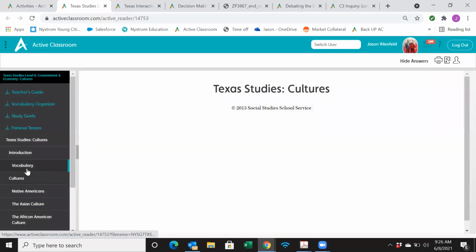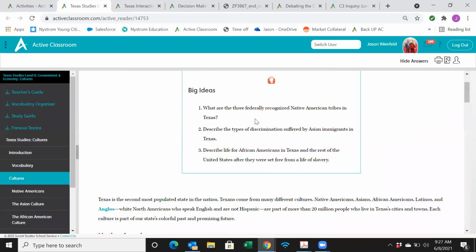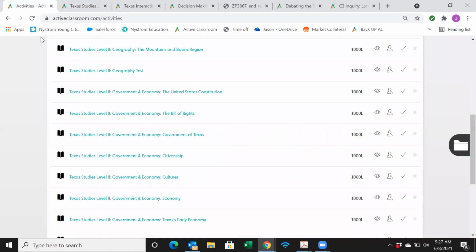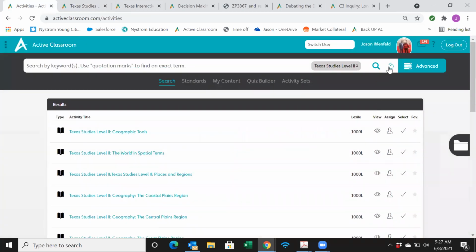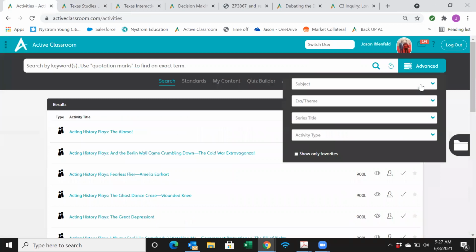And so with this here, we've got our vocabulary to start with, and then we get into some of the cultures. There's going to be some big ideas to start with. And then you notice on the left-hand side, there's a vocabulary organizer. So these are foldable types of activities. There's a study guide here that's another foldable, and then famous Texans that the kids make and they can put into their interactive notebooks, or anything that you use to collect all their note taking and things like that. There's another one under decision making.